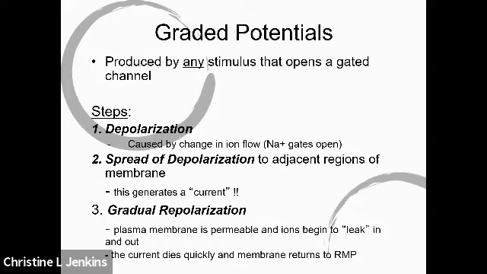I'm going to show you. So at rest, right? We always start from resting membrane potential, where the inside is negative compared to the outside. The inside is negative 70 millivolts. Our first step towards generating a current, no matter if it's a graded or an action potential, is something called depolarization.